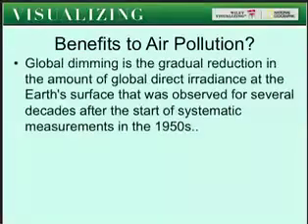Are there benefits to air pollution? Interesting topic. Global dimming is the gradual reduction in the amount of global direct irradiance at the Earth's surface that was observed for several decades after the start of systematic measurements in the 1950s.